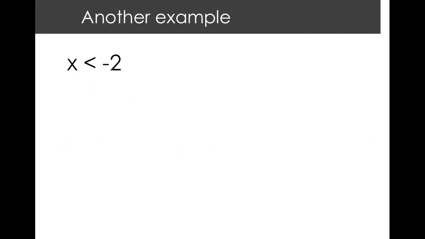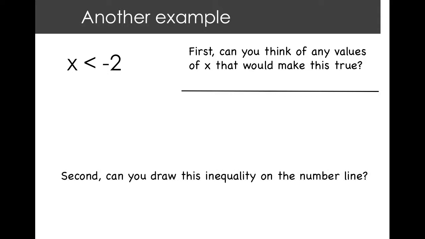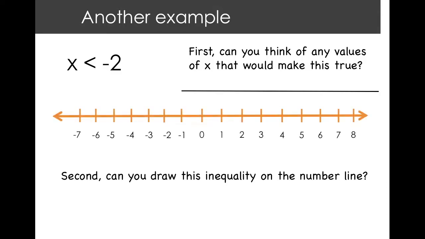Here we have x is less than negative 2. First, let's think of any values of x that would make this true. So anything less than negative 2. Second, we're going to draw this inequality on a number line. Thinking of values that make x true, maybe negative 3, negative 4, negative 5, negative 6, those are all less than negative 2. So keeping those numbers in mind, let's try drawing this on a number line.